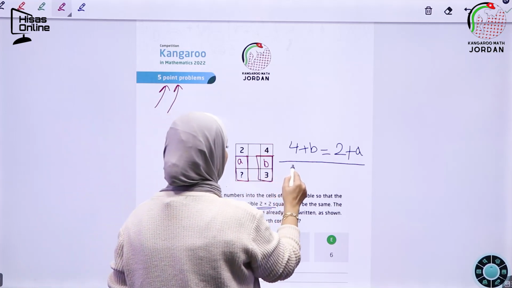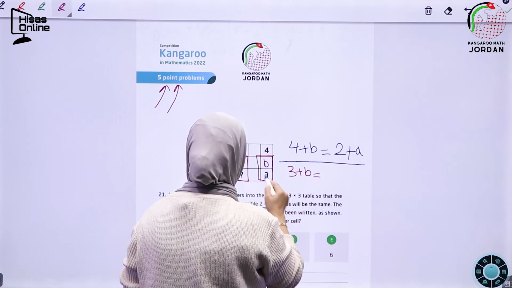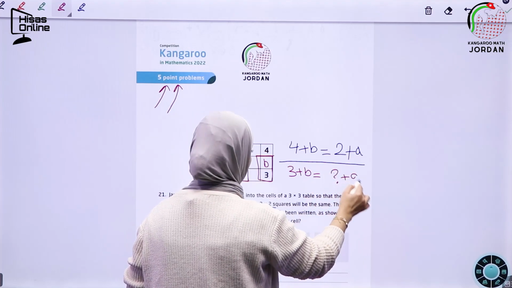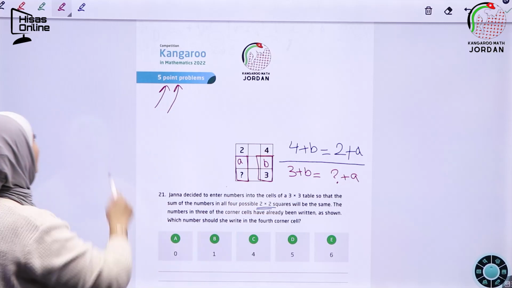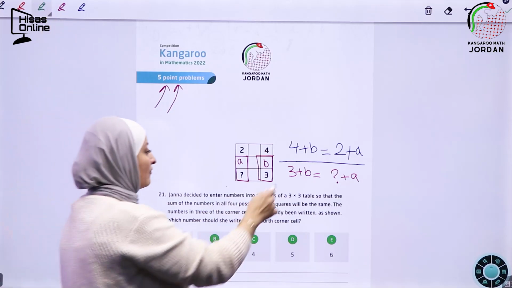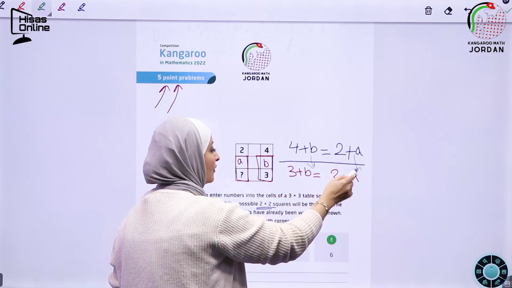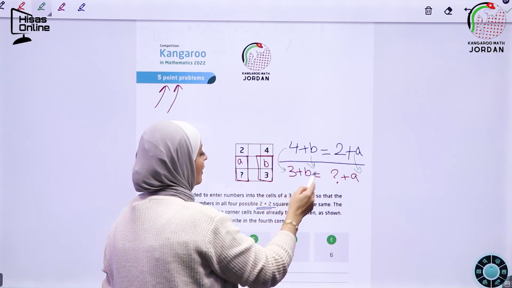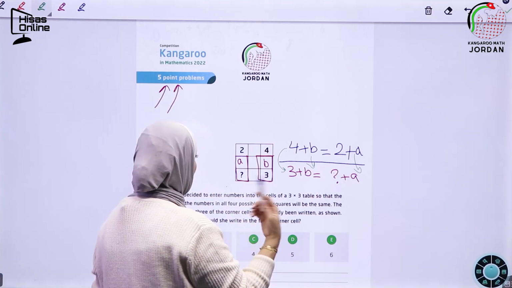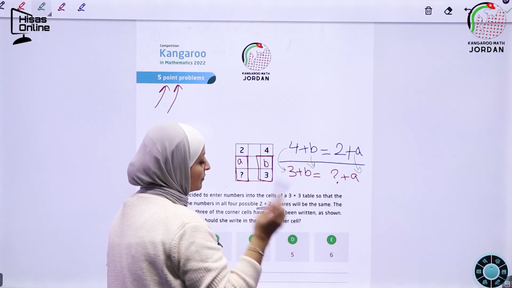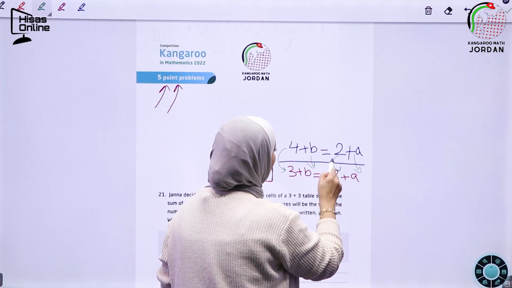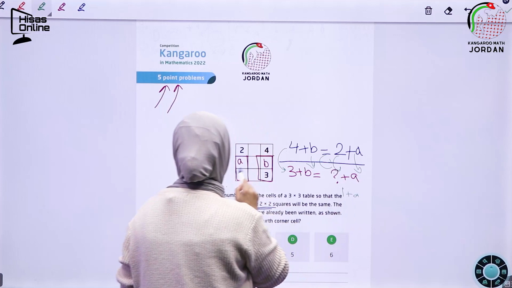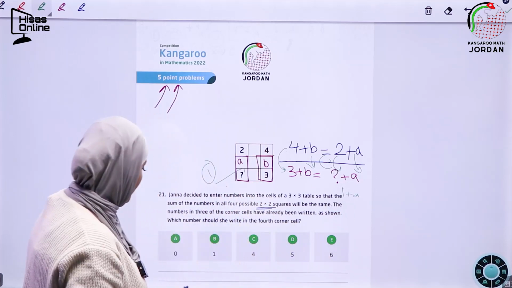So in this case, 3 plus B also is equal to question mark plus A. Look at this. Since we have the same variable here, and we have changes here, the 4 became 3 and the 2 became question mark. So basically and easily, we know that it goes minus 1. We will do minus 1 here. So it is 1 plus A.